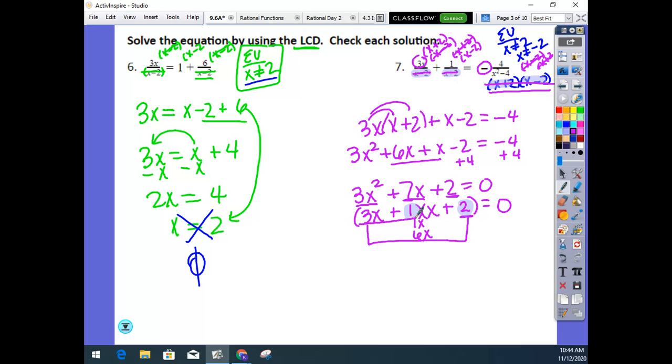All right, so what makes 3x plus 1 equal 0? Just solve for x. X equals -1/3, and that is not one of my excluded values, so that's an answer. What makes this equal 0? -2. But notice that's one of my excluded values, so I have to cross that out, and the only solution for this equation is -1/3.